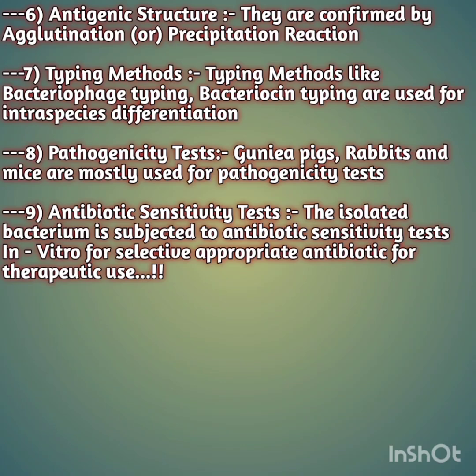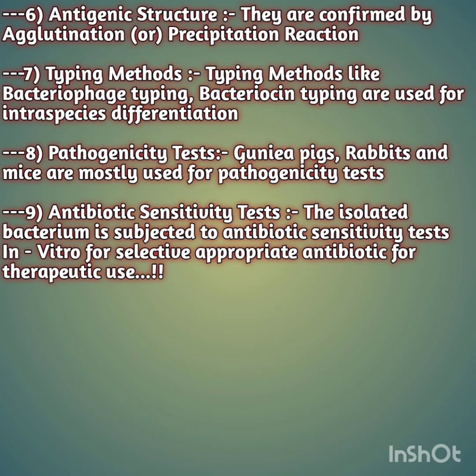Next, moving to the pathogenicity test. This is a kind of trial test. For this test, guinea pigs, rabbits and mice are mostly used. It shows how severe the harm the organism causes to animals or human beings. So regarding pathogenicity, we are using guinea pigs, rabbits and mice.